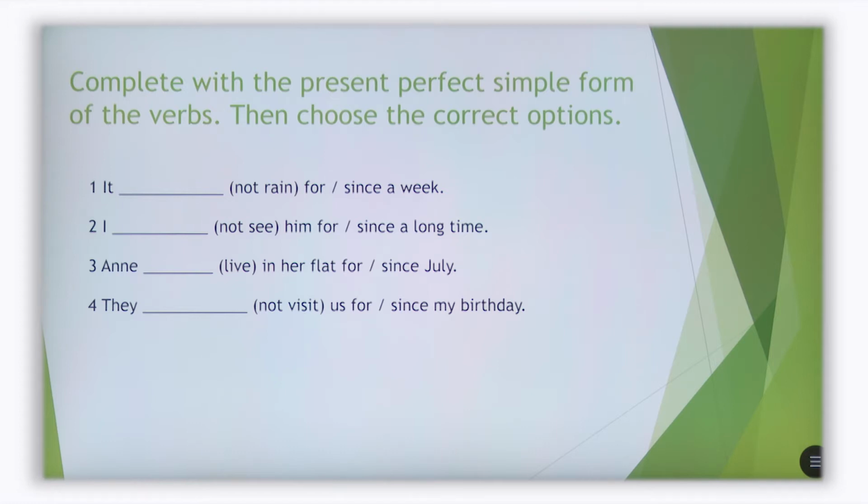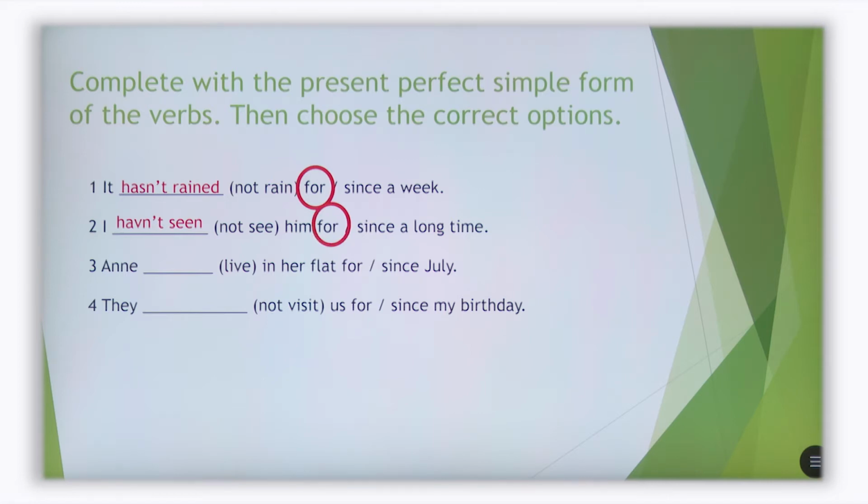So this is how we should complete it. It hasn't rained for a week. Let's go with the second. I, in the brackets, not see him for or since a long time. I haven't seen him for a long time.